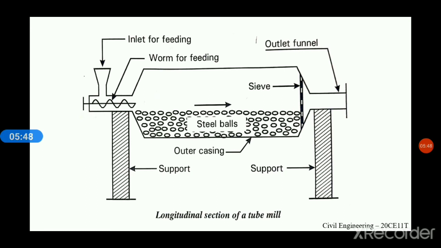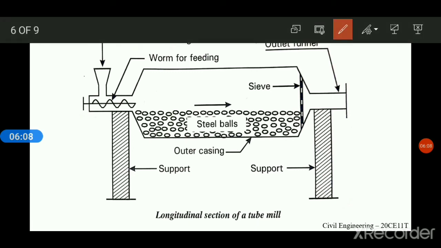So the tube mill is in the form of a long horizontal steel cylinder. The diameter is about 1.5 meter, and the length varies from 7 meter to 10 meter. So it is filled partly with steel balls. You can see here steel balls are mentioned. Steel ball size will vary from 20 mm to 26 mm.